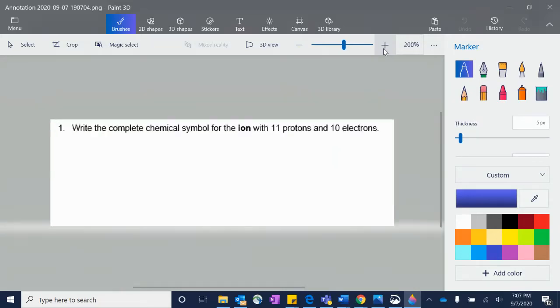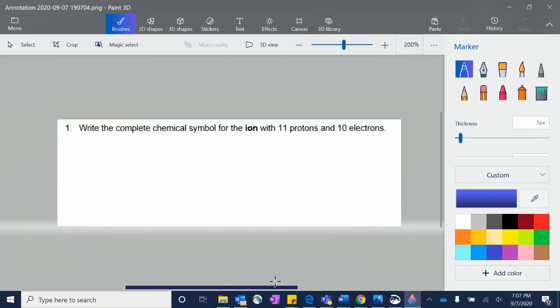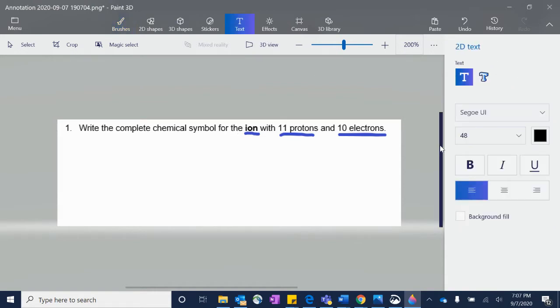All right, let's work another example problem. This question says, write the complete chemical symbol for the ion with 11 protons and 10 electrons. So these chemical symbols that we are going to write are very, very similar to the nuclear notation or isotope notation we've been using previously. The only real difference here is that now we are adding on charge by looking at ions. So we need the complete chemical symbol for the ion that has 11 protons and 10 electrons.